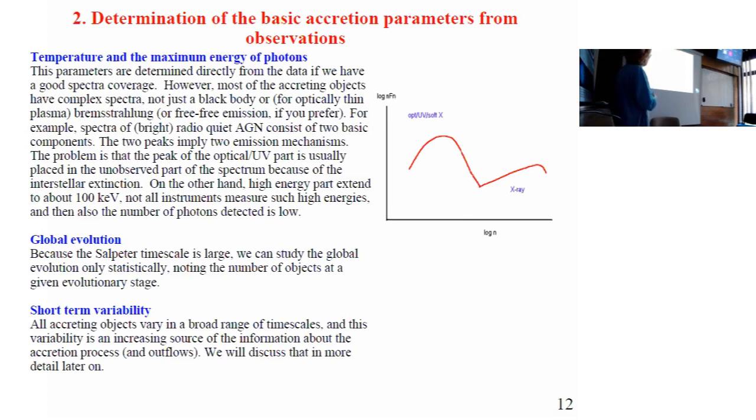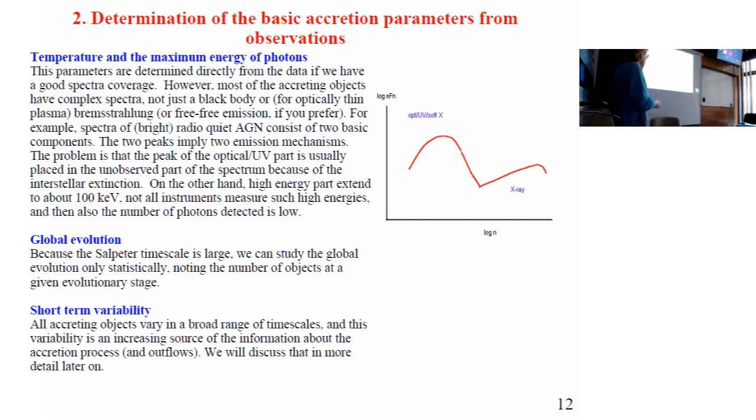Temperature and maximum energy of photons. Well, that's easy, right? If you have a spectrum and, for example, you have something which looks like a black body, you can measure the temperature. If it's something which does not look like a black body, but still it has a kind of a band at 100 keV, that means it's an optically thin medium, but still the electrons which are shining are more or less thermal. So from this band, you can measure the temperature, of the order of 100 keV. So measurement of the temperature is simple.